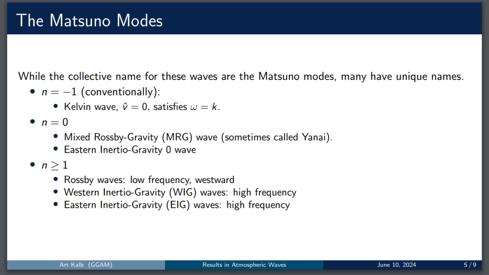To understand what those mean, we'll consider the general Rossby and inertial gravity waves for n greater than or equal to 1. The Rossby waves move westward and operate at very low frequencies, whereas the inertial gravity waves do so at high frequencies, moving both west and east. As such, the mixed Rossby gravity wave operates at either of these frequencies depending on the zonal scale.